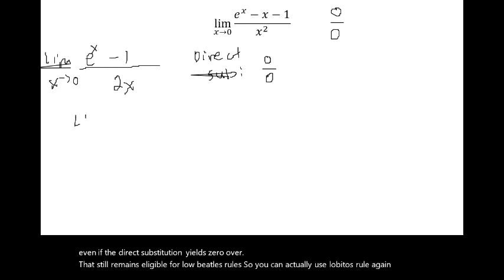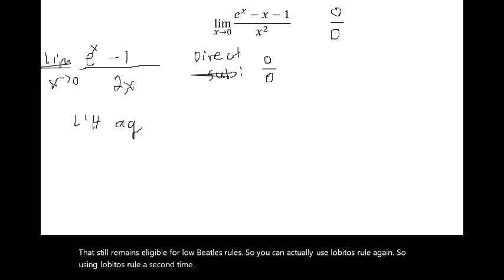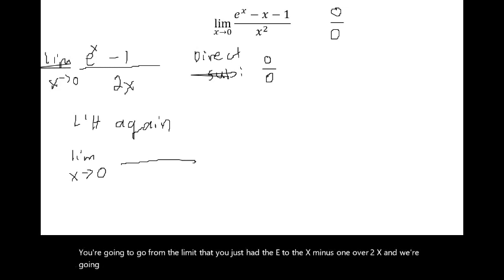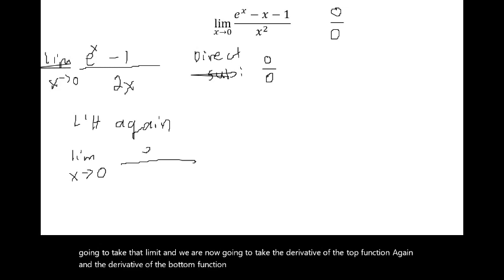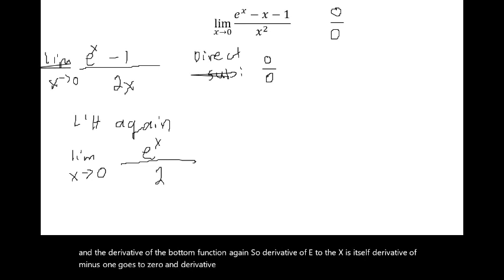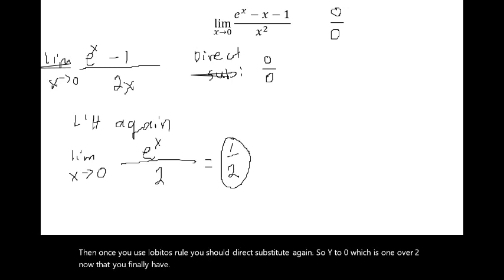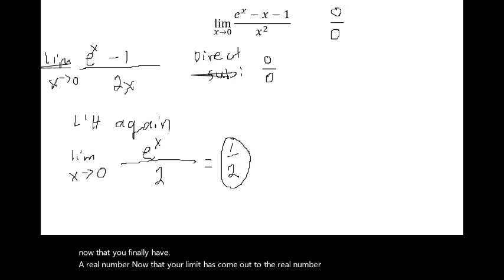So using L'Hopital's rule a second time, you're going to go from the limit that you just had, e to the x minus 1 over 2x, and we are now going to take the derivative of the top function again and the derivative of the bottom function again. The derivative of e to the x is itself, the derivative of minus 1 goes to 0, and the derivative of 2x is 2. Then once you use L'Hopital's rule, you should direct substitute again, so e to the 0, which is 1, over 2. Now that you finally have a real number, now that your limit has come out to 1/2, you are done.